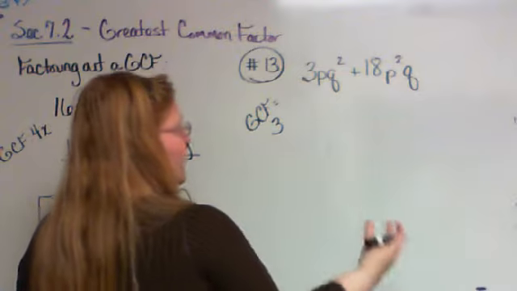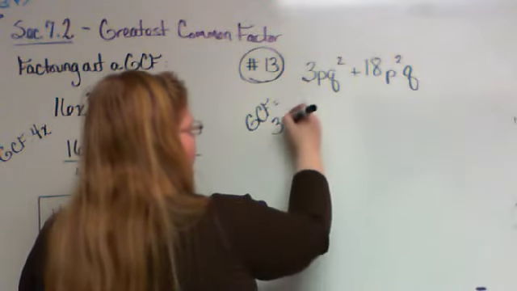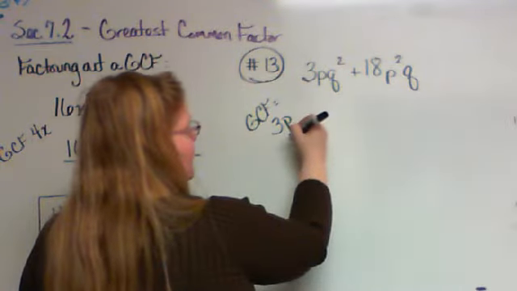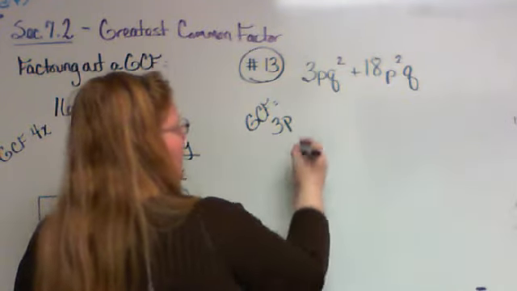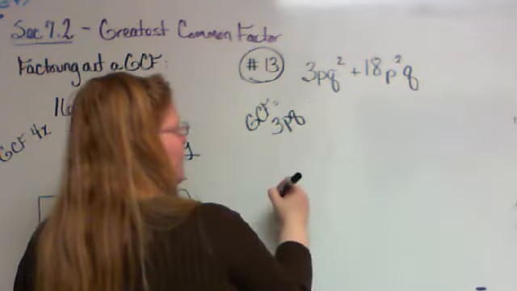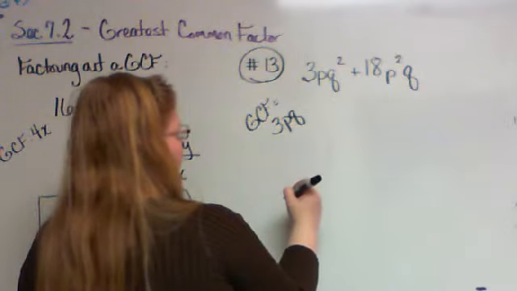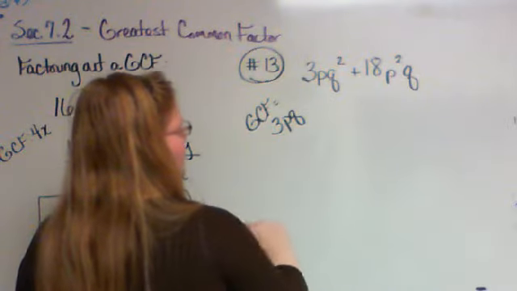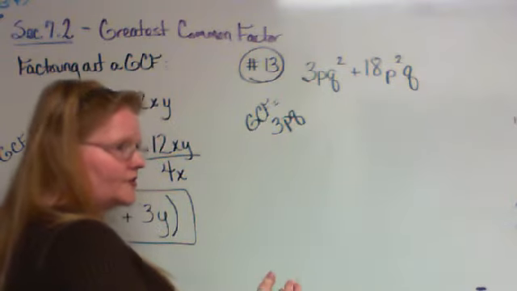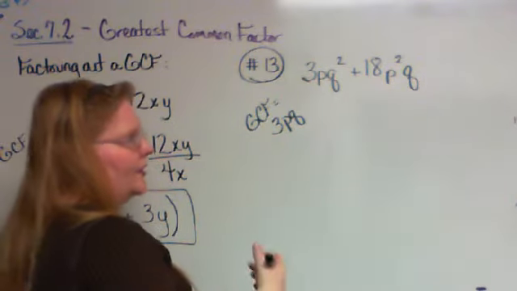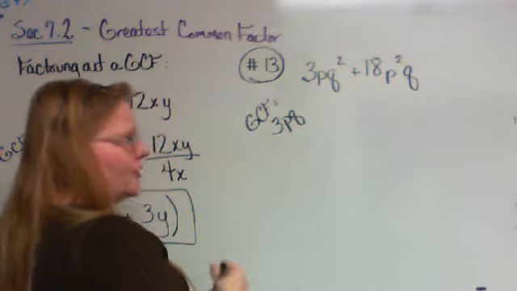And then do they both have a p? Yes. Do they both have more than one? No, that one's only got one of them. Do they both have a q? Yes. Do they both have more than one? No. It only has one of them. Those are the questions you need to ask yourself. What's the largest number? Do they both have that letter? And if they do, do they have more than one of that letter?